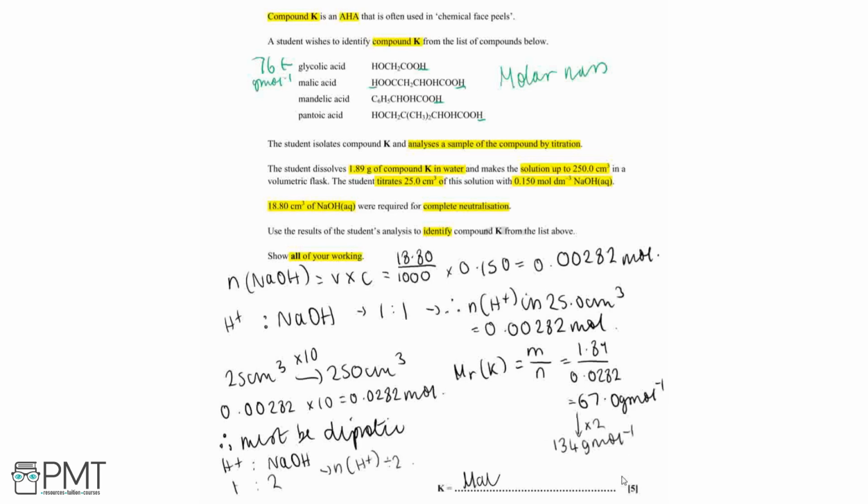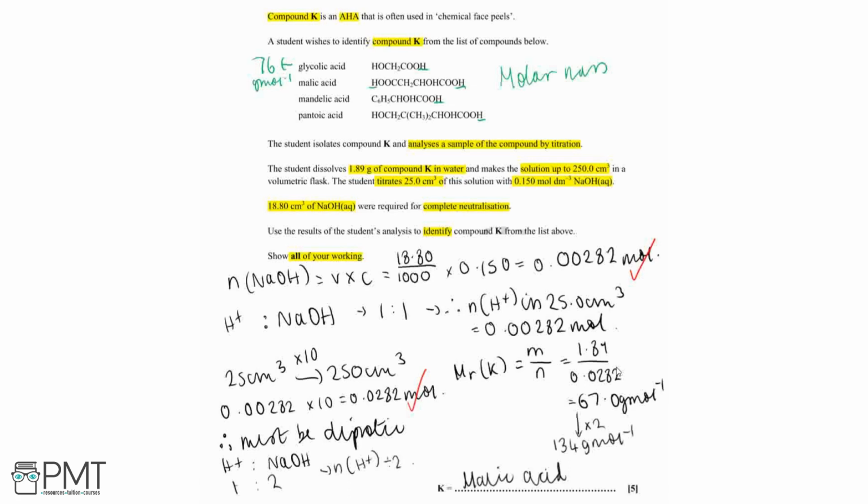So we've got two different ways of checking that our answer was correct. For this question, there was 1 mark for working out the moles of sodium hydroxide using that titration. The second mark was for working out the moles of the acid in 25 centimetres cubed and the moles of the acid in 250 centimetres cubed. You had to have both of these points in order to get that second mark.